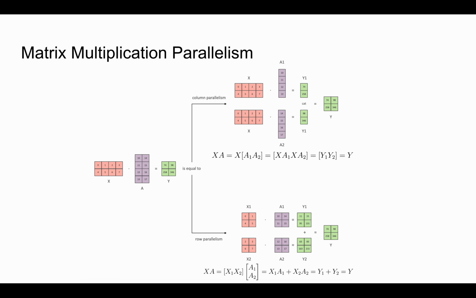Second is row parallelism. This approach splits the matrix by row. In this picture, they split matrix A into two row matrices A1 and A2. They also compute each submatrix independently and aggregate each output at last.